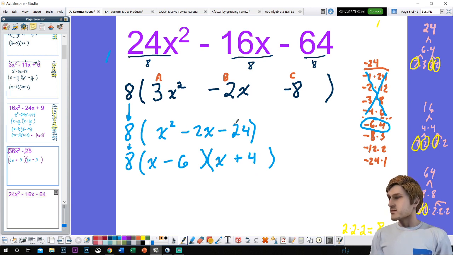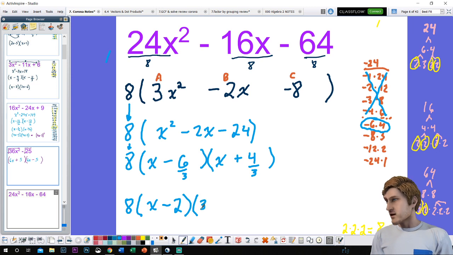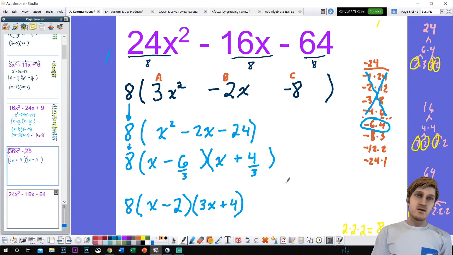Finally, we multiplied by 3, so now we have to divide by that 3. We're going to reduce any fraction that we can. If not, we'll bring the bottoms up. So in this case, I've got 6 divided by 3 is 2. Here we're going to bring the 3 up because 4 divided by 3 does not cancel. So that gives us 3x plus 4. And I'm finished. It is completely factored.